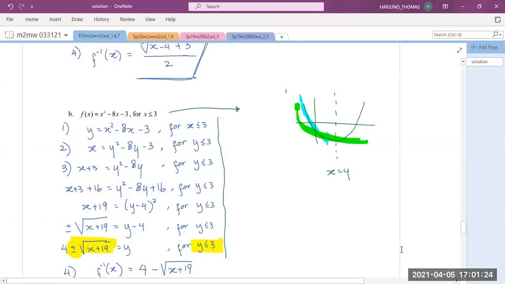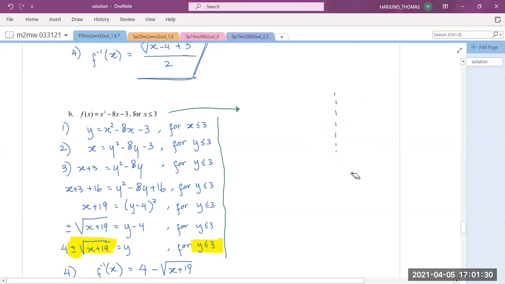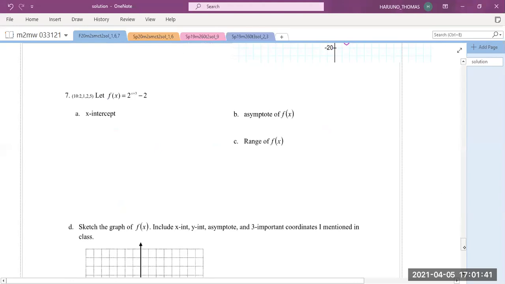Let me erase this first. Now I want to put that picture here. I wonder if I can do it. Oh yeah, that's right. It's doable.